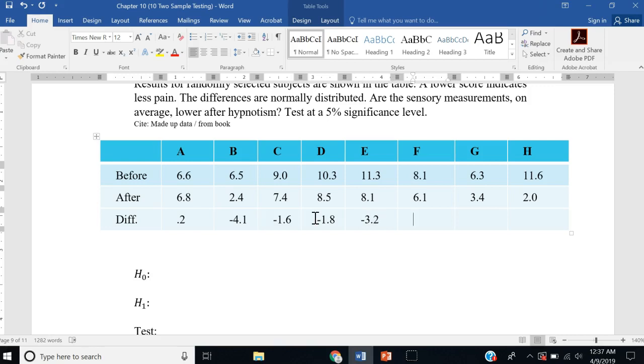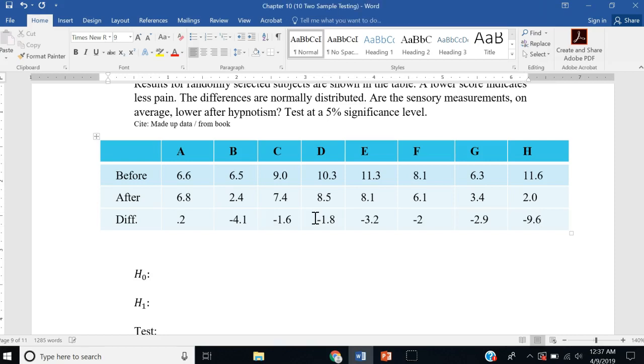Hopefully I'm doing these all correctly. F is going to be a negative 2. G is going to be a negative 2.9. And when I subtract my H, it's going to be a negative 9.6. That's a pretty big decrease. Okay, so basically, notice the majority of these are negatives. Other than that A, everything else is negative because everything else was a decrease from before to after.